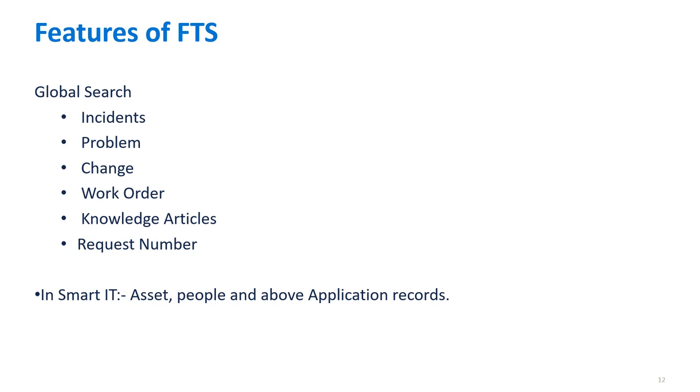Say for example, if you are performing a search for the incident, its job is to list the incident along with its request number. In case of Smart IT, it gives us two more additional global searches. It helps you to search the assets along with the people record, and all the above application records can be searched in global search for FTS.